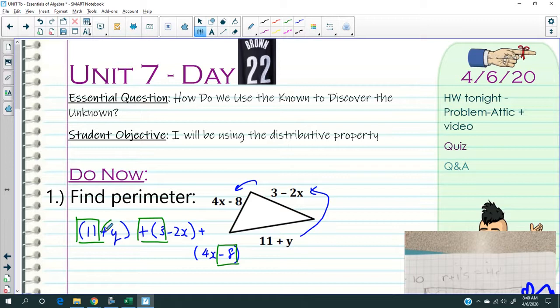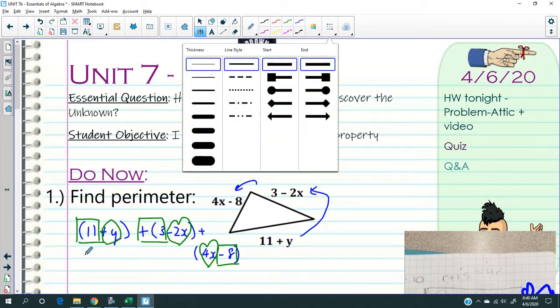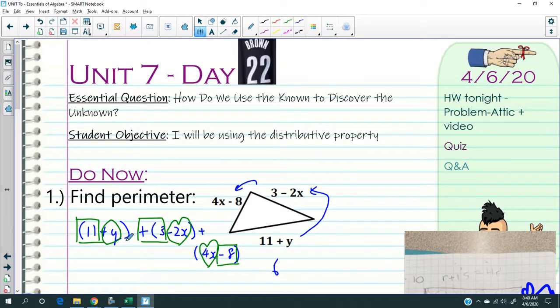Now, when I picked this question, I thought these were all y's, but they're not. So you see that? There are three different families here. This complicates things a little bit. Okay, so let's combine the numbers first, okay? So 11 plus 3, that's 14. 14 minus 8 is 6, right?